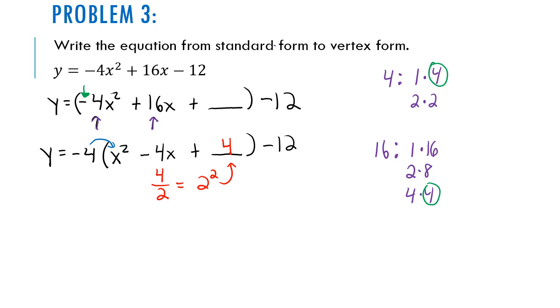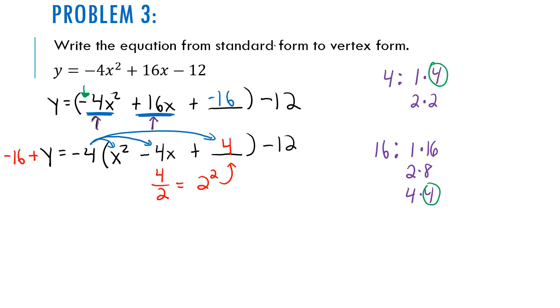Negative 4 times x squared gets us the negative 4x squared up here. Negative 4 times 4x is the 16x. And negative 4 times 4 is negative 16. So I really brought in a negative 16. If I brought in a negative 16 on that side, I have to bring in a negative 16 on the left side. What I do to one side of the equation, I have to do to the other.